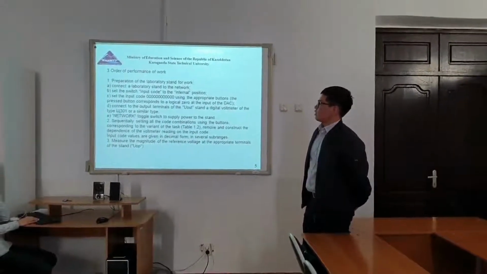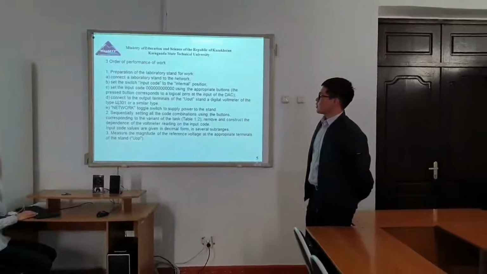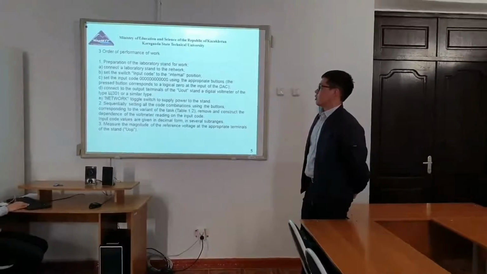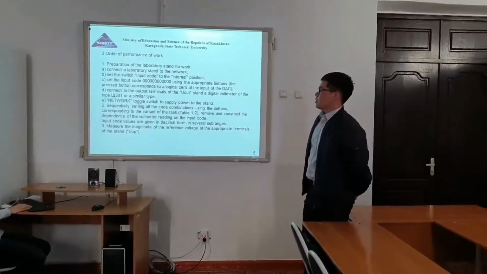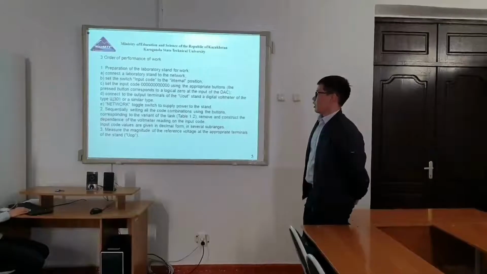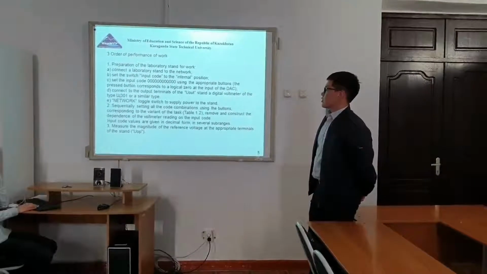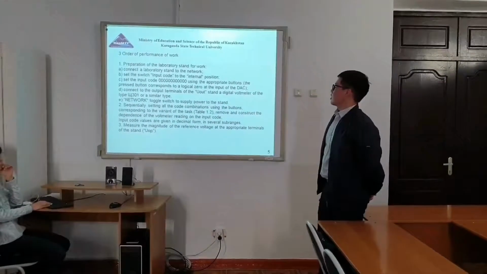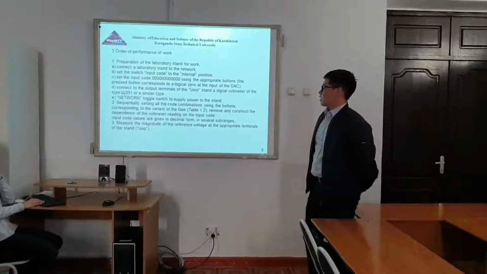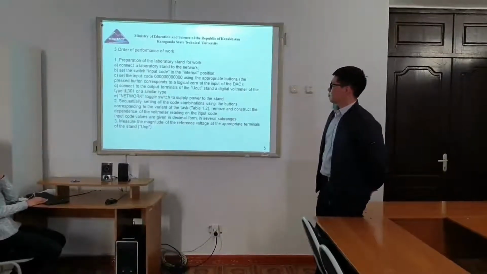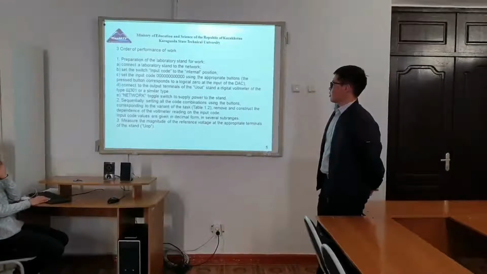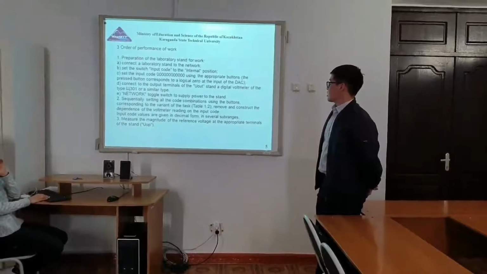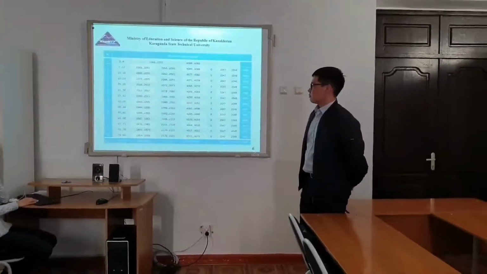3. Order of the performance of the work. 1. Preparation of the laboratory stand for work. A. Connect the laboratory stand to the network. B. Set the switch of input code in the internal position. C. Set the input code using the operating buttons and connect the output terminals of the stand to the digital voltmeter. Next.